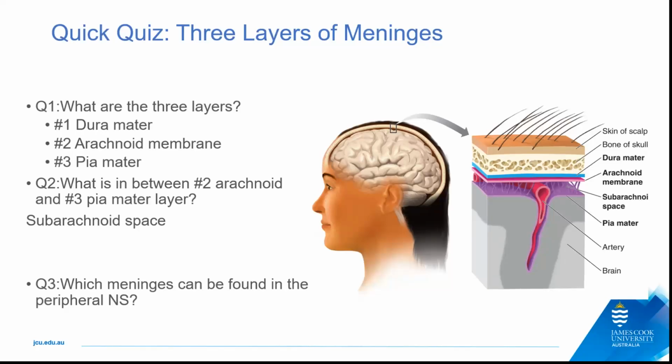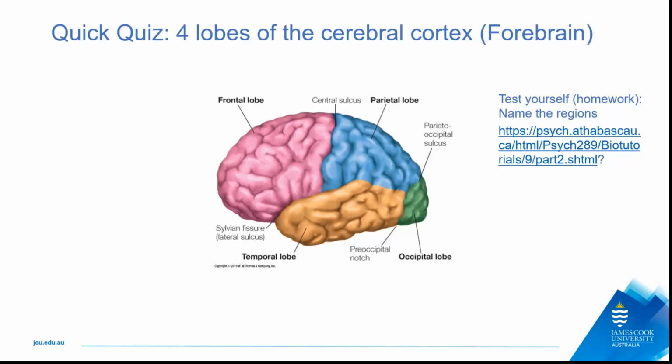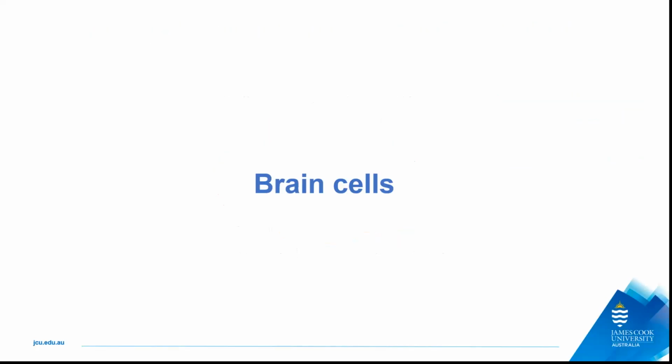Okay, this is another quiz, the second or third quick quiz. 4 lobes. I want everybody to give me the answer. The first lobe is frontal. The second one is parietal. The third one is occipital. Then the fourth is temporal. Okay, cool, everybody got this. So the next part.